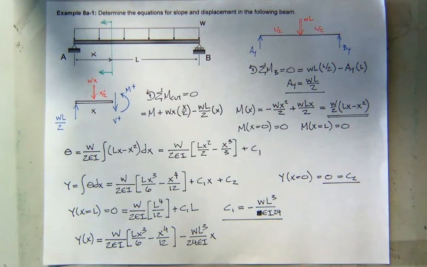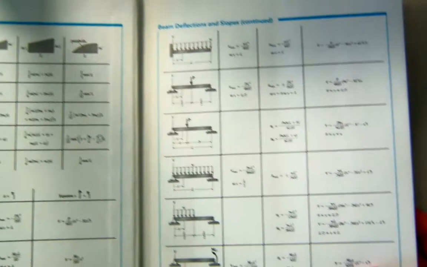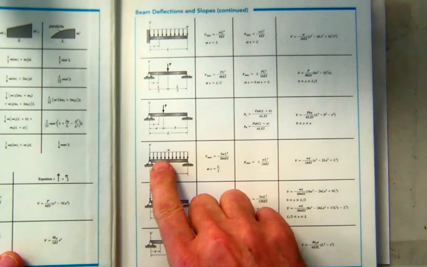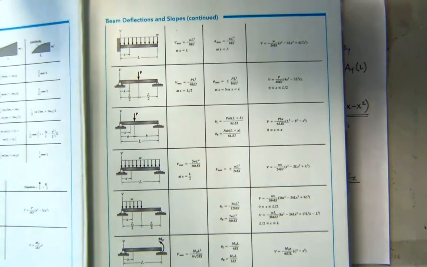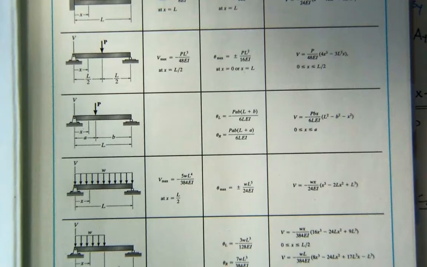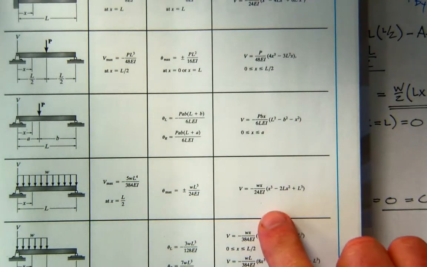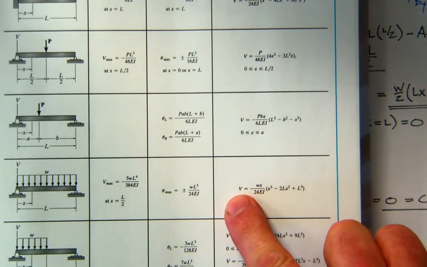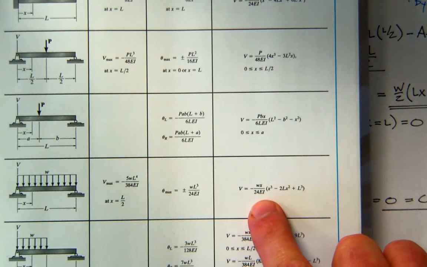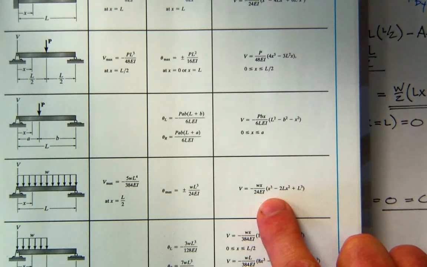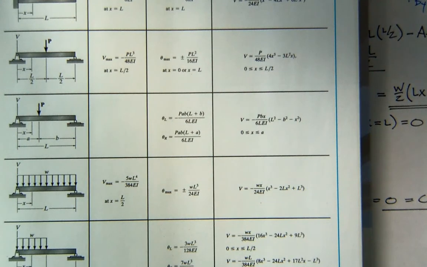In fact, if we looked in our book for the solution to this problem, which I'll just slide over here for a second, it's this problem right here. If you look all the way down there on the end, you'll see a WX over 24EI, and it's been manipulated. But we have pretty much those same terms. So it's very common to try to find this common factor and pull it out. But it's not required.